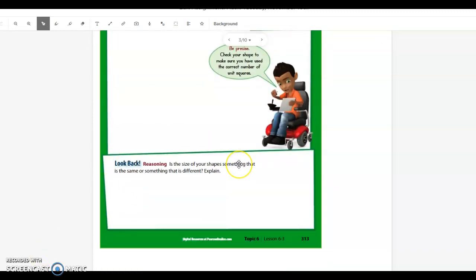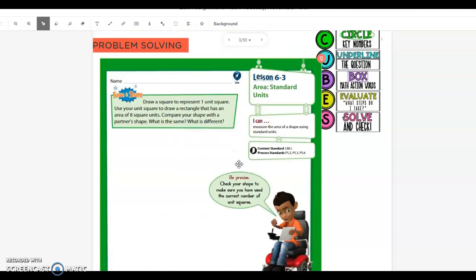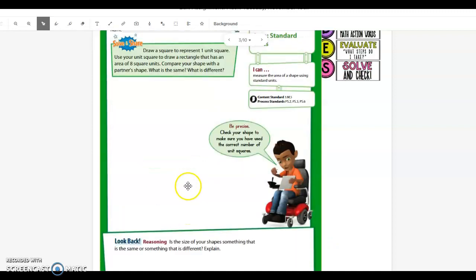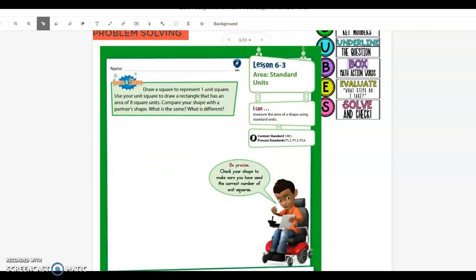Quick reminder that you need to be working on your class kit at the same time we are doing our lesson, or you can be working in your workbook and upload the picture afterwards. Let's go ahead and begin.